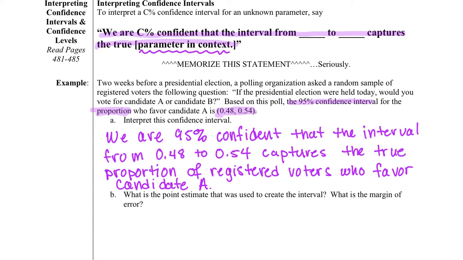But you can see we're finishing out. This range captures the true proportion of registered voters who favor candidate A. Too many students stop with the word proportion and don't give the context of the statement.